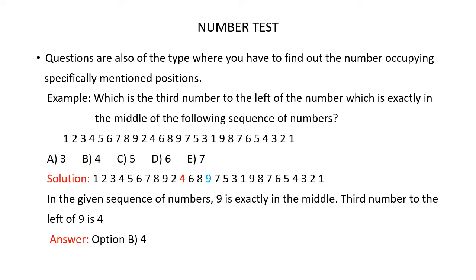Now look at the given sequence of numbers. There are 27 numbers here. So the middle number will be the 14th number. The 14th number is 9. So in the given sequence of numbers, 9 is exactly in the middle. Third number to the left of 9 is 4. 1, 2, 3. So the third number to the left of 9 is 4. The correct answer is option B, 4.